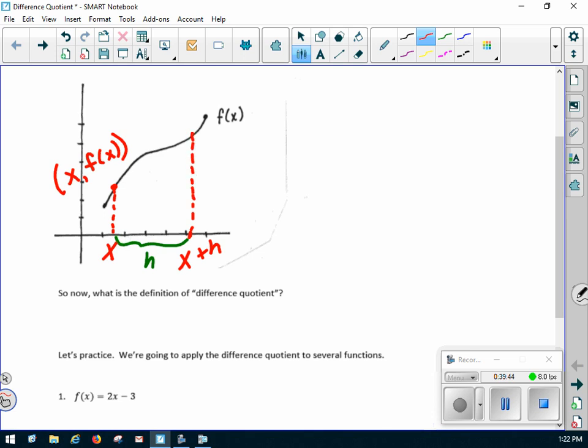Now, if we go up to the curve, what are the coordinates of that point right there? You got the first half right. It's x plus h is the x value. Right. And the y value is f of that.